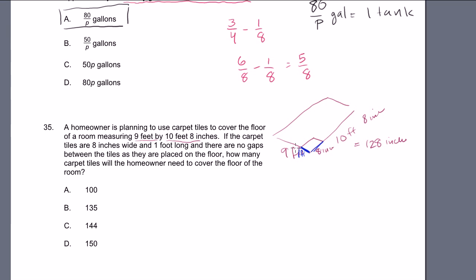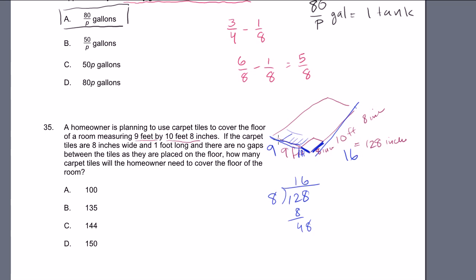So clearly we're going to have 9 tiles because we have 9 feet. So we're going to have 9 tiles in this direction. And then how many tiles in this direction? It's 8 inches, and we have a total of 128 inches. So how many times does 8 go into 128? 8 goes into 12 once. 1 times 8 is 8. 48. 8 goes into 48 6 times. So you'll have 16 tiles in that direction.